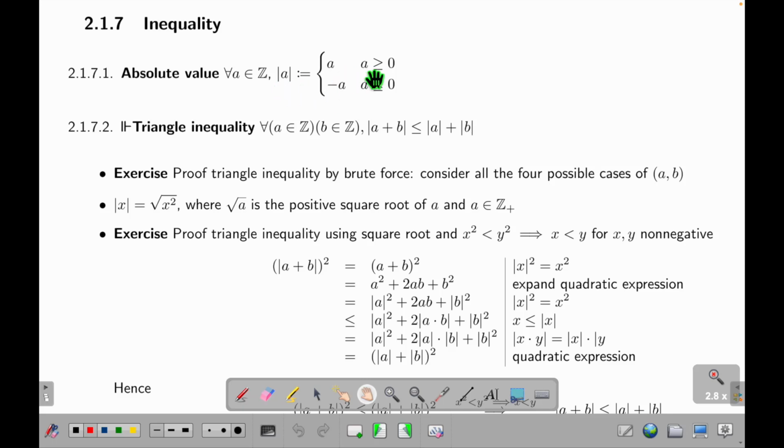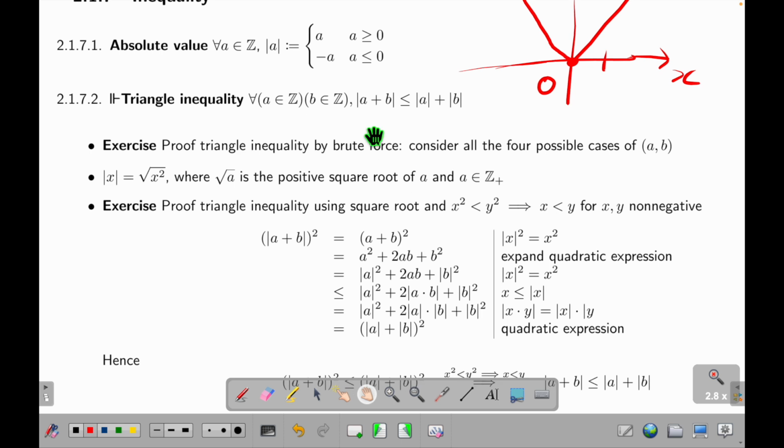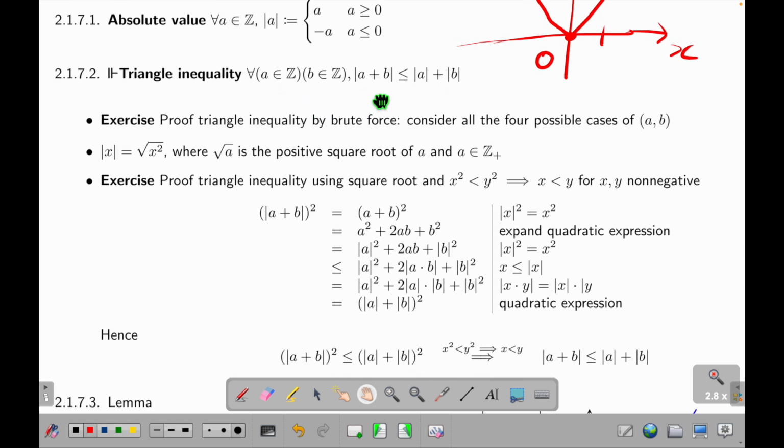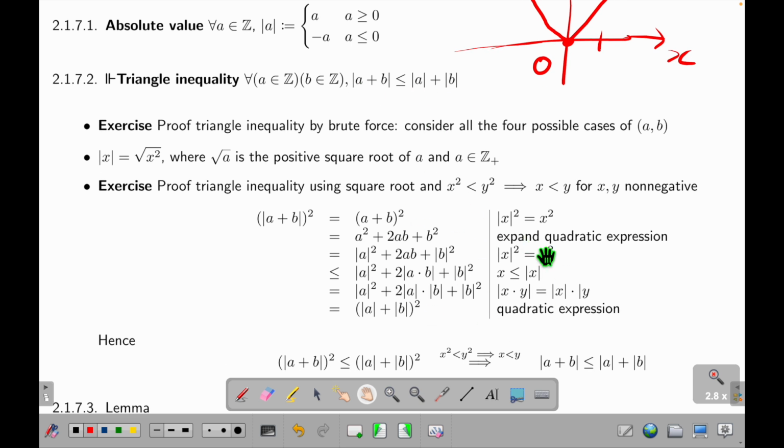The absolute value of A is A if A is larger than 0, and negative A if A is smaller than 0. So the graph for any x larger than 0 is just x, and for the negative part it is negative, okay? And you have this triangle inequality. For all A, B in Z, you can prove this is true. The absolute value of A plus B is smaller than or equal to absolute A plus absolute B, okay? Here is a proof. You study them.